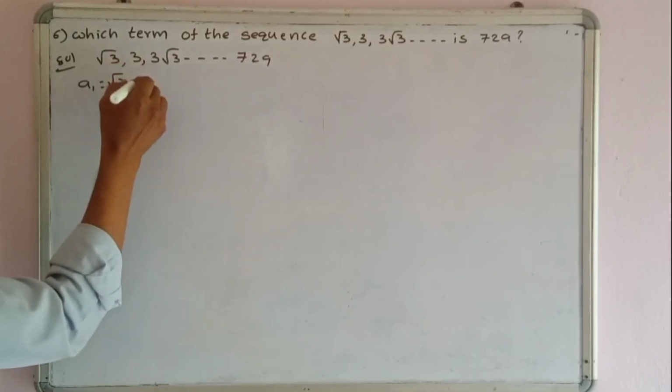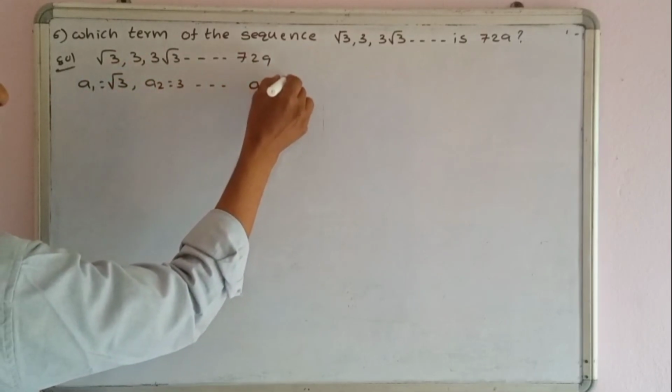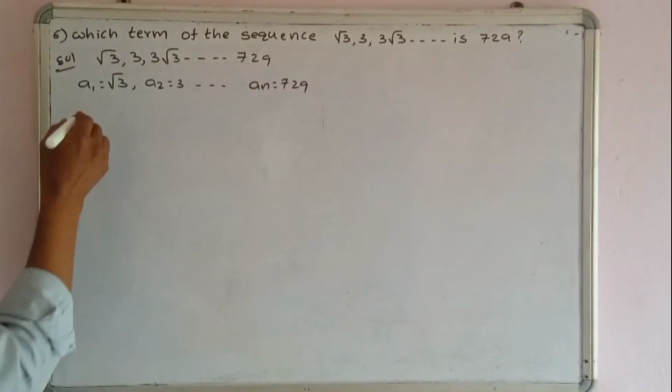Root 3 as a1, a2 equals 3, and so on. This is the term, say an, 729. Now we will find the value of n. Okay, so first find the common ratio.